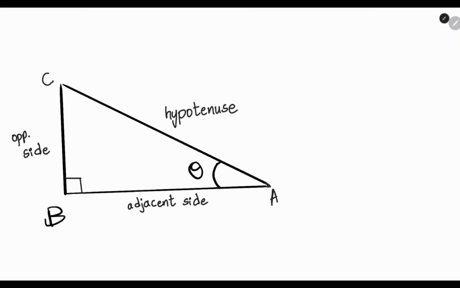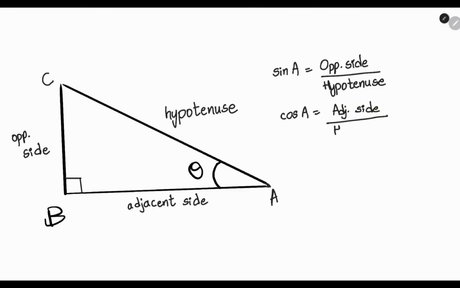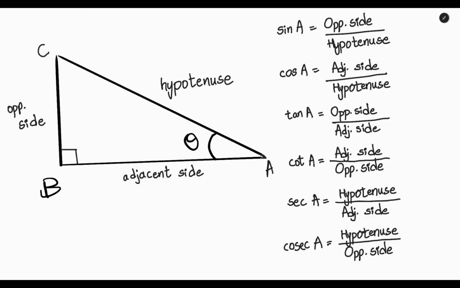So based on these definitions, we will introduce the standard trigonometric ratios. Sine A is opposite side by hypotenuse. These are the standard definitions, so you just have to know them. Next is cos A, adjacent side of theta by hypotenuse. Similarly, we have tan theta, which is opposite side by adjacent side, and next cot theta, adjacent side by opposite side, secant theta, hypotenuse by adjacent side, and cosecant theta, which is hypotenuse by opposite side.